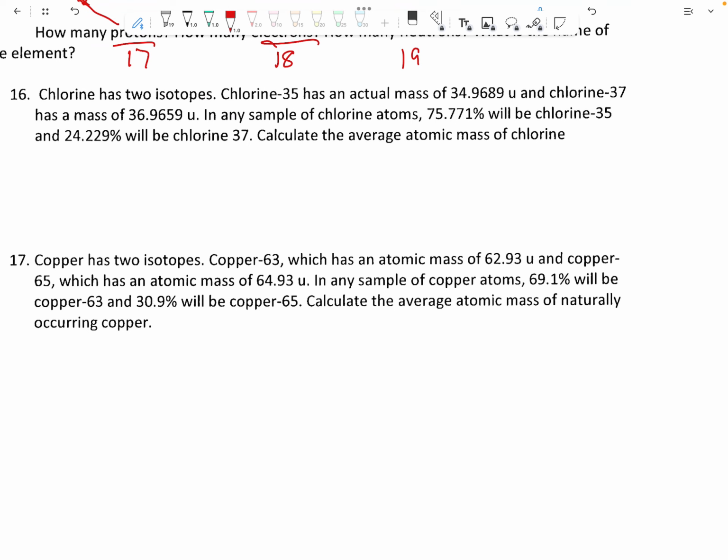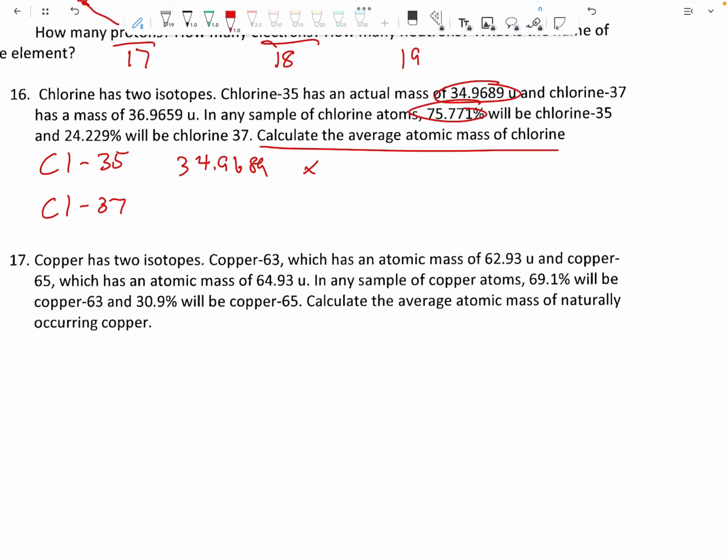2 isotopes, chlorine-35 and chlorine-37. We're going to multiply the mass to find the average atomic mass with its percent abundance. So 34.9689 times its percent abundance. We're going to make that a decimal, 0.75771. And the answer that we got for that today was 26.50.